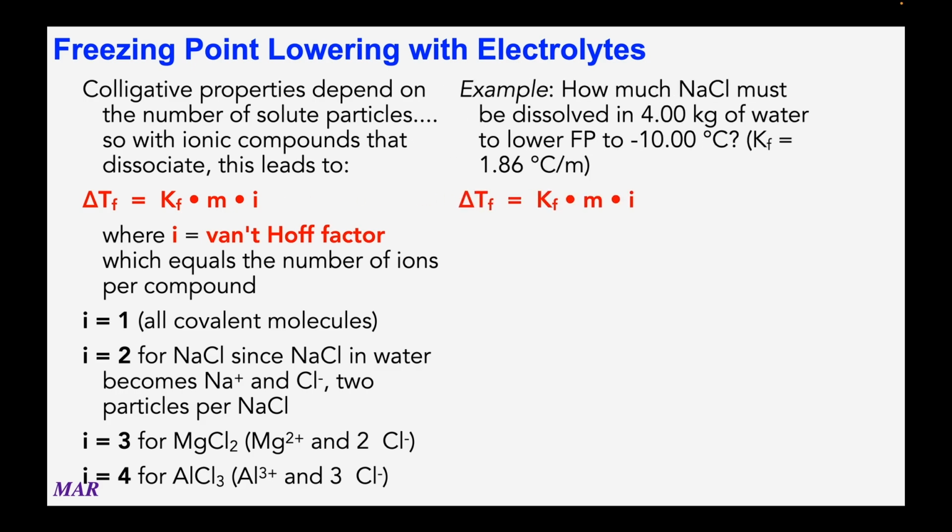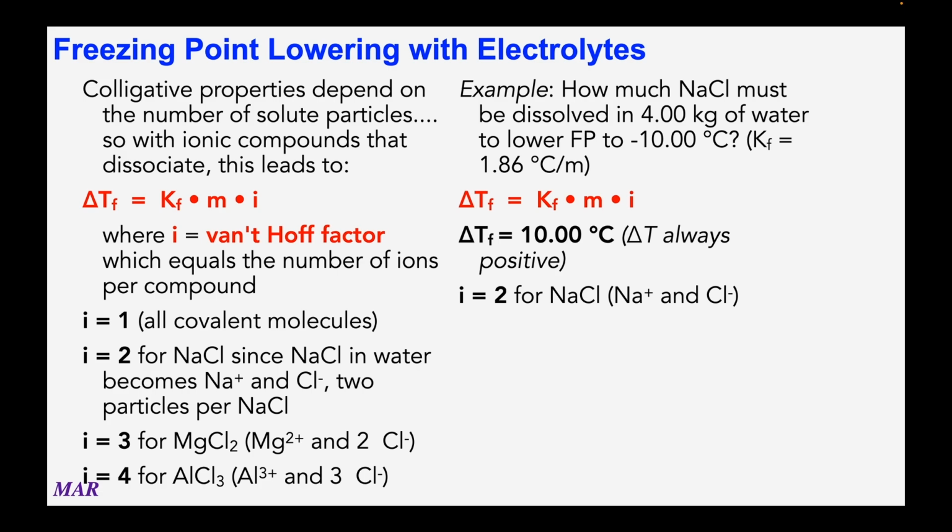Here's a question you might see. It says, how much sodium chloride do you have to dissolve in 4 kilograms of water to lower the freezing point to minus 10 degrees Celsius? And there's the Kf value again for it. So delta T equals K times m times i. Now, delta T is going to be the difference between pure solvent and the solution. I'm going to absolute value it. So 10 degrees lower would be a 10 degrees delta T positive. And so in this case then, delta T would just be 10. NaCl breaks up into Na+ and Cl-, 2 ions per NaCl, so i is going to be 2.